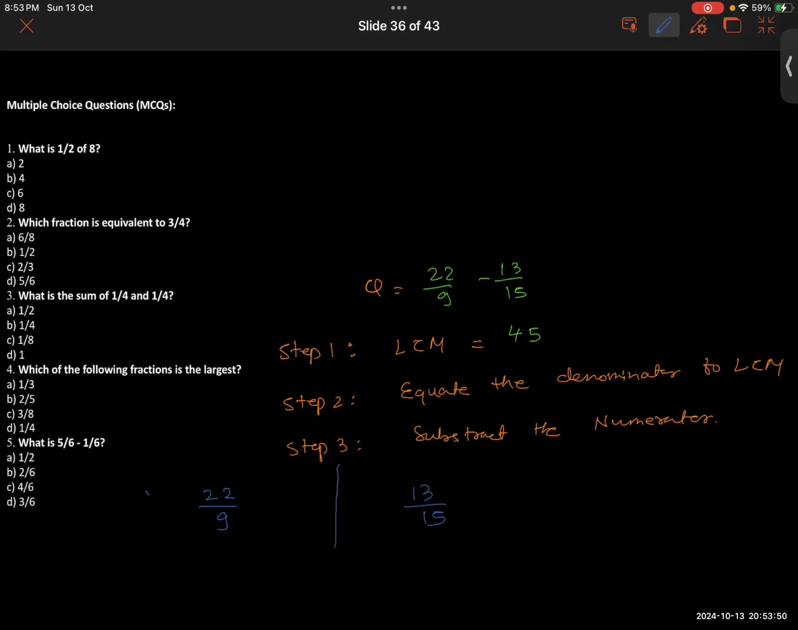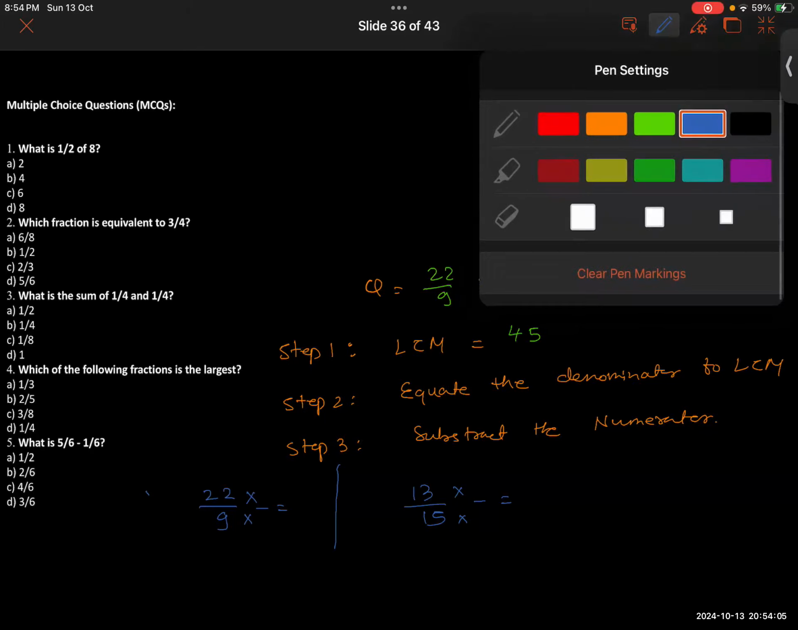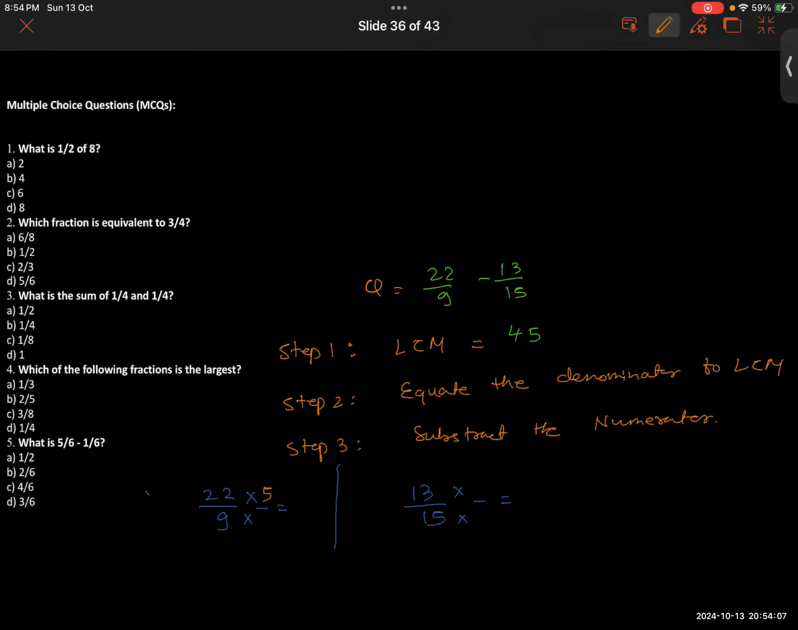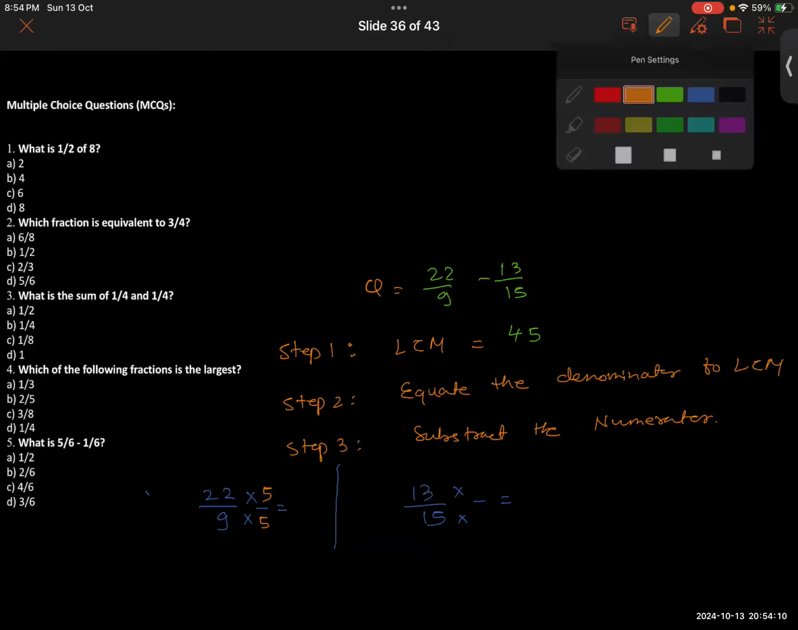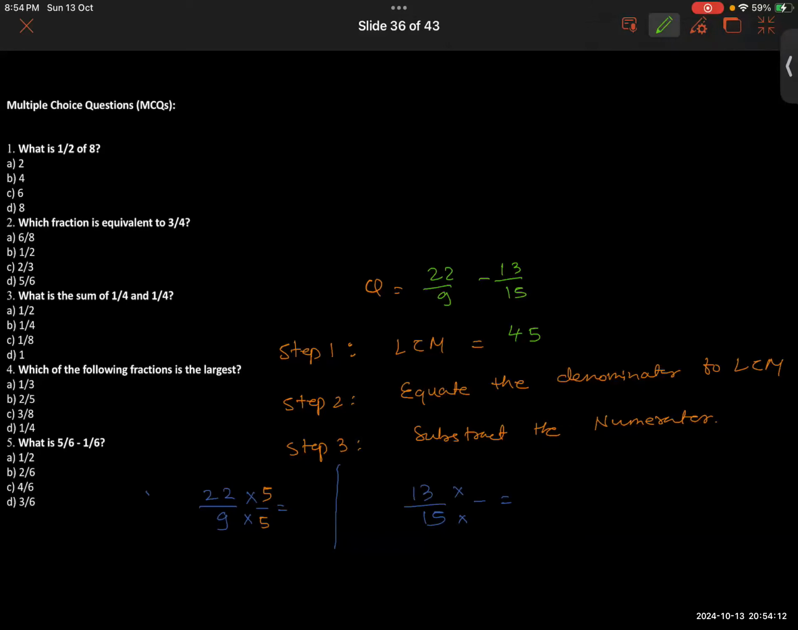And what is the like fraction you're getting? Like 22 upon 9, it has to be multiplied with a common number. 5. That is 5. Very good. So that is equal to how much? 22 multiplied by 5. Okay, do it. 110. 110 upon 45. Okay.